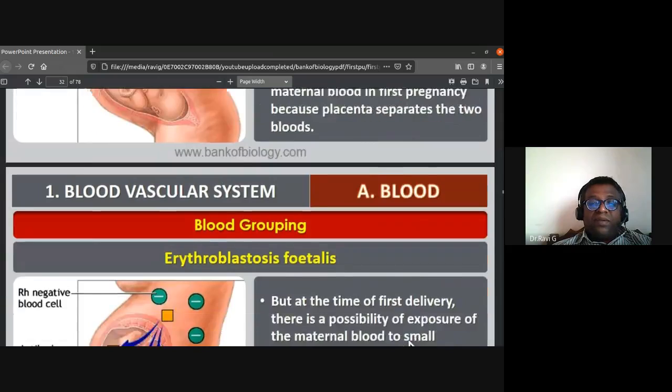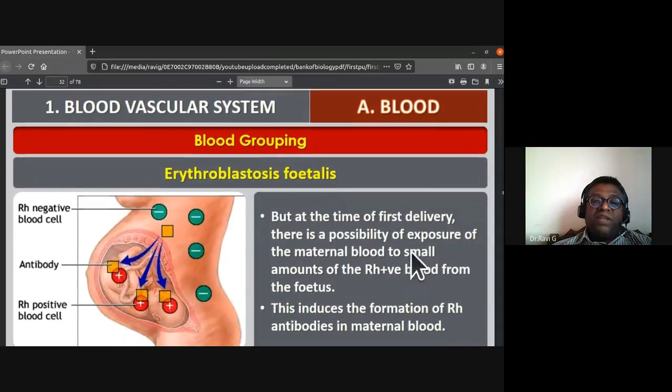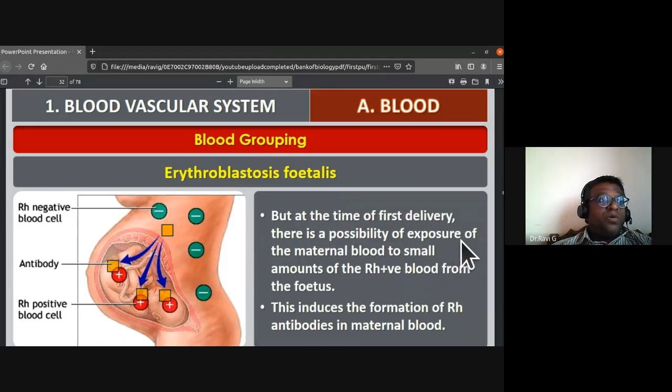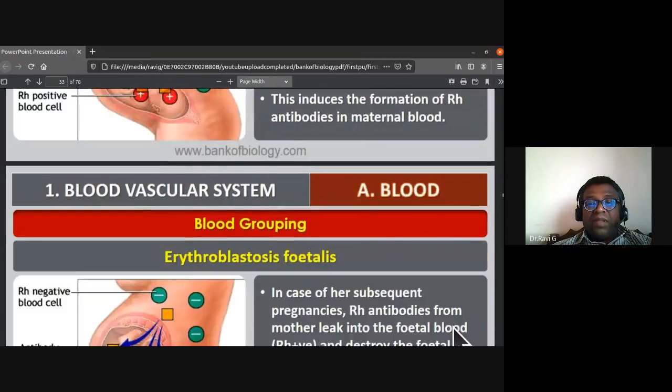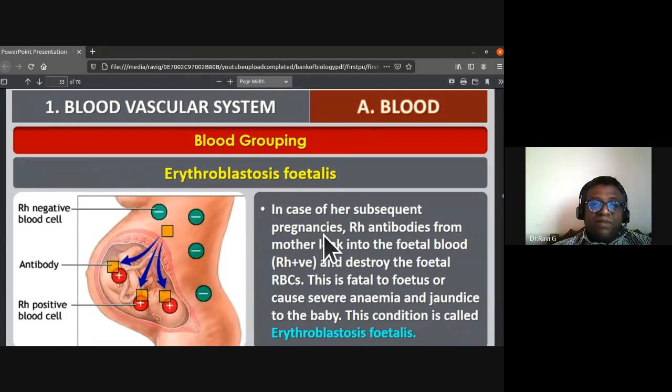groups. Okay, but at the time of first delivery there is possibility of exposure of maternal blood to a small amount of the Rh positive blood from the fetus. This induces the formation of Rh antibodies in maternal blood. Okay, in case of subsequent pregnancies, Rh antibodies from mother leak into the fetal blood and they destroy the fetus.